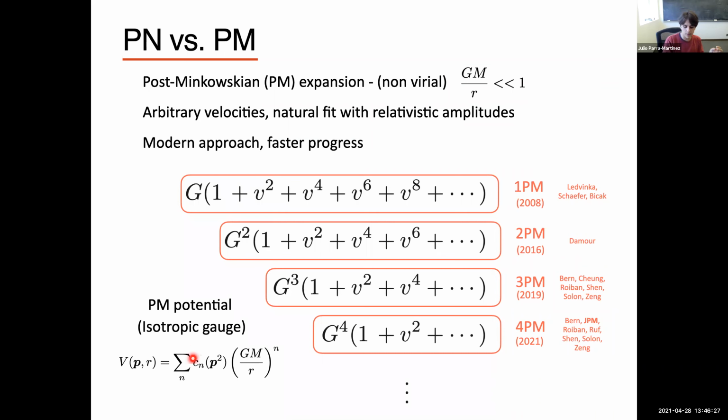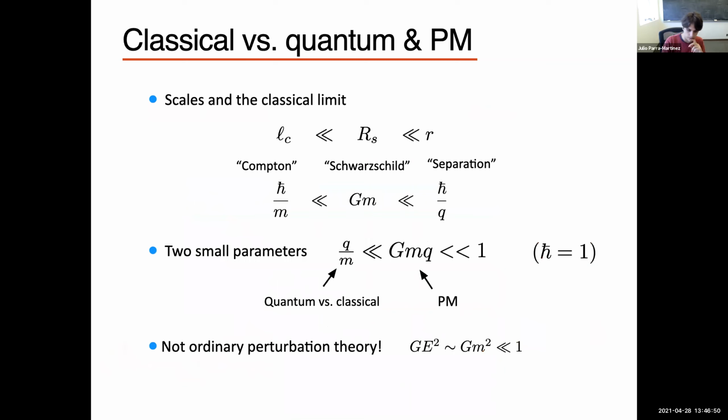What we compute are coefficients of a potential that has an expansion in GM over R. If you go to GM over R to the fourth, then the goal is to extract these coefficients. We will do it with scattering amplitudes, and then other people apply it to the inspiral problem, which is relevant for gravitational waves. Okay, so that's the basic setup, what we want to compute.